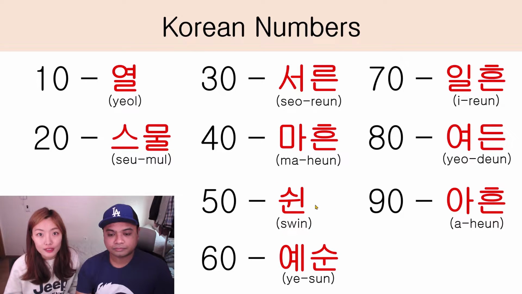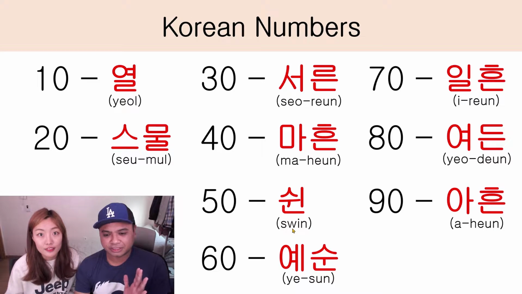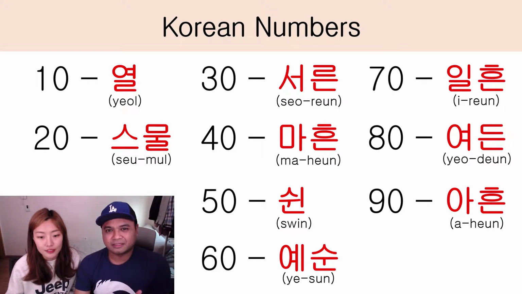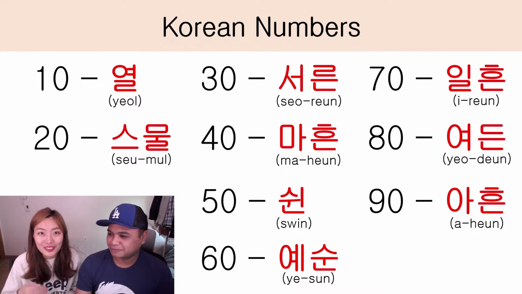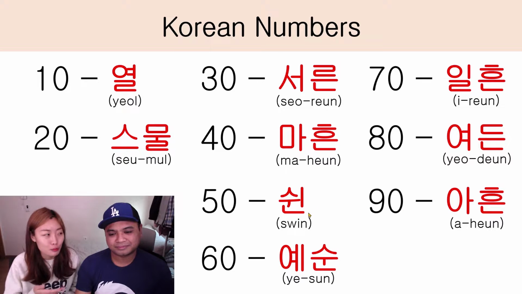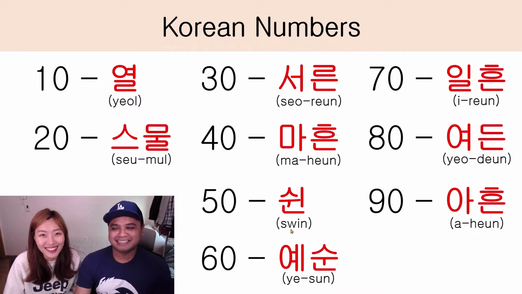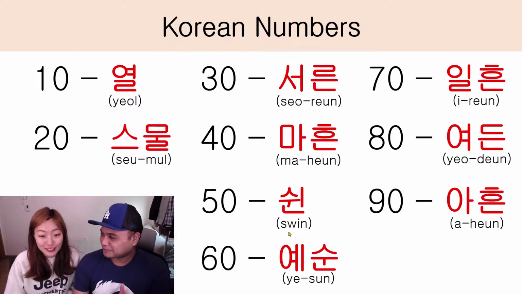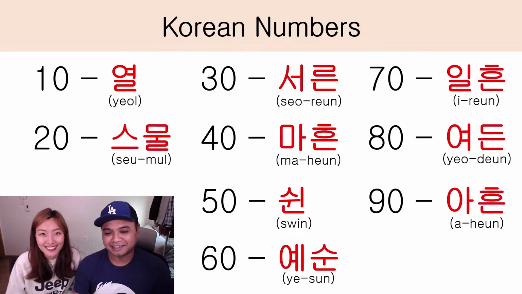50 is 쉰. Here we wrote down W, but it's pronounced very weakly. That W is not very strong. You don't say swin; it's a softer W. The more accurate pronunciation is 쉰. But I think Tara's pronunciation is okay. I'm trying my best. People will understand.